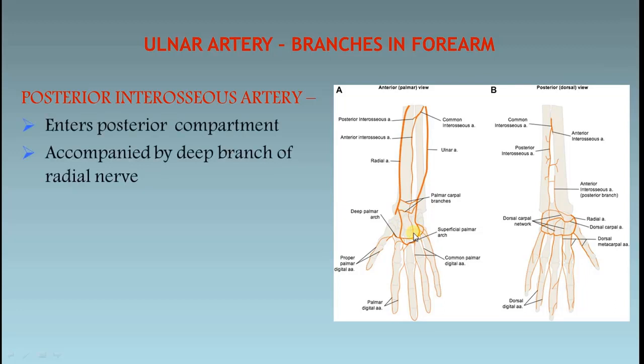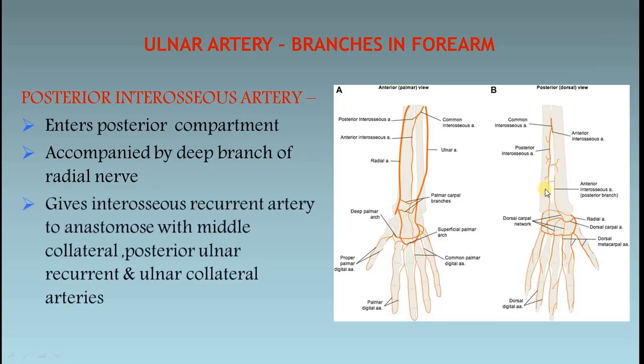The posterior interosseous artery is seen in the posterior compartment. Here you are able to see the posterior interosseous artery, accompanied by the deep branch of the radial nerve, whereas the anterior interosseous artery is accompanied by the anterior interosseous nerve, a branch of the median nerve. It gives an interosseous recurrent artery, which will anastomose with the middle collateral and posterior ulnar collateral branches in the region of the elbow.